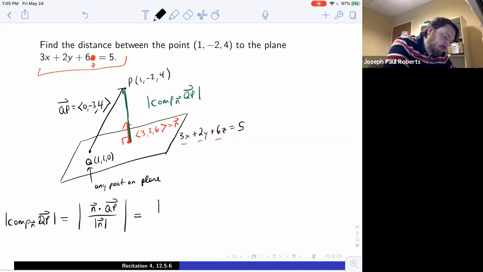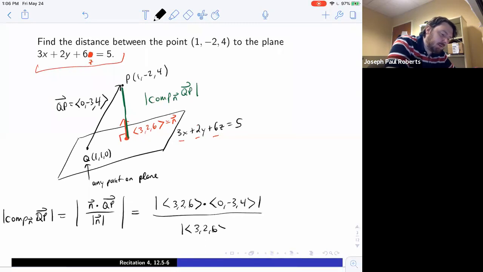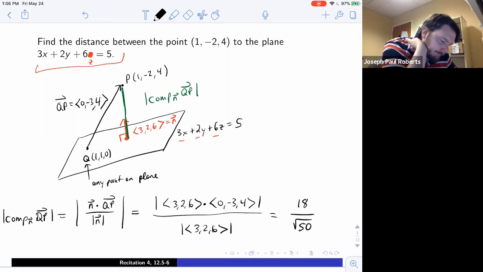Okay, and so we get the absolute value of (3, 2, 6) dotted with (0, -3, 4), all over the length of (3, 2, 6). And so what do we get? 0 minus 6 plus 4 times 6 is, so what? Negative 6 plus 24 is 18. And then the length of (3, 2, 6) is what? 9 plus 4 is 14. Plus 36 is 50. So 18 over the square root of 50 looks like our answer.